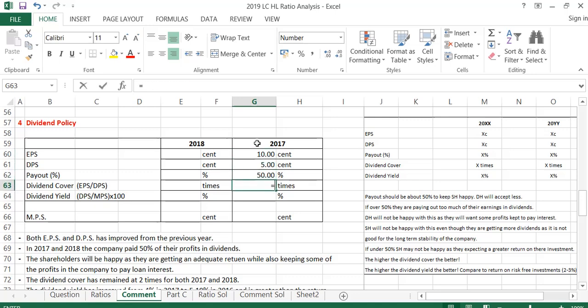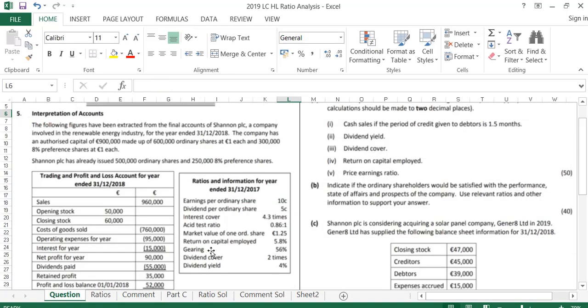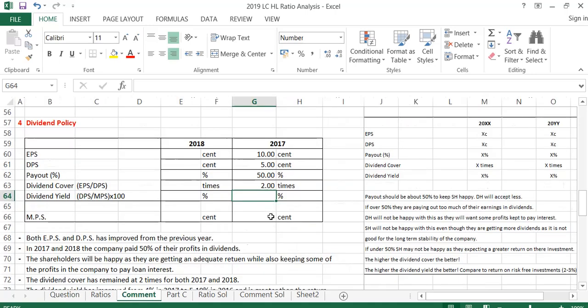Then I'm going to work out my dividend cover, which is simply my earnings per share over my dividend per share, which is 2. And I think we were given that last year. We were given the dividend cover was 2 times, but we're not always given it, so we need to know how to work it out. So it's just earnings per share over dividend per share.